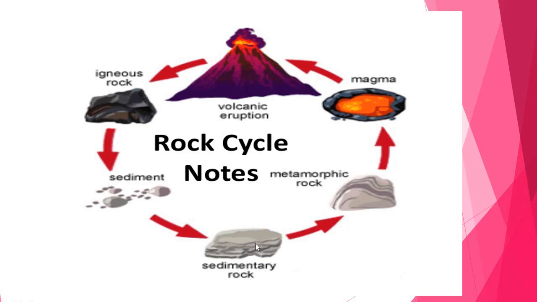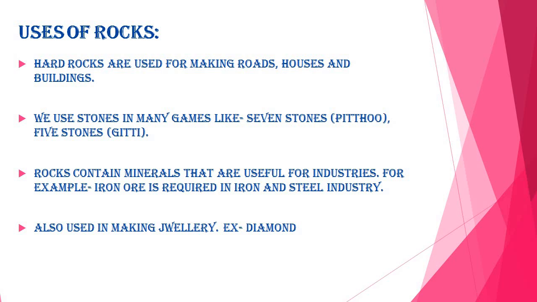Then the sedimentary rocks are formed. When the igneous rock and the sedimentary rock change into metamorphic rock, the metamorphic rock further changes into magma. And again the magma comes out when a volcanic eruption takes place, and igneous rock is formed again. So this is the rock cycle. I hope it is very clear to you all.